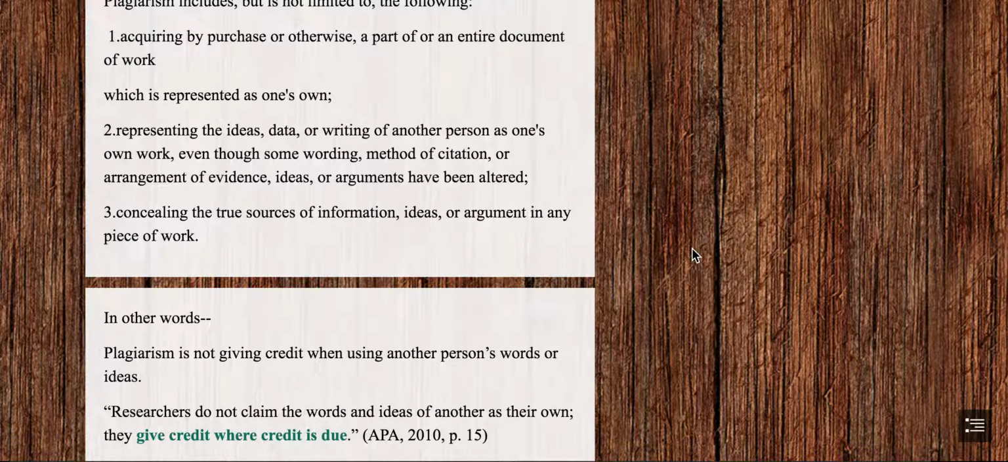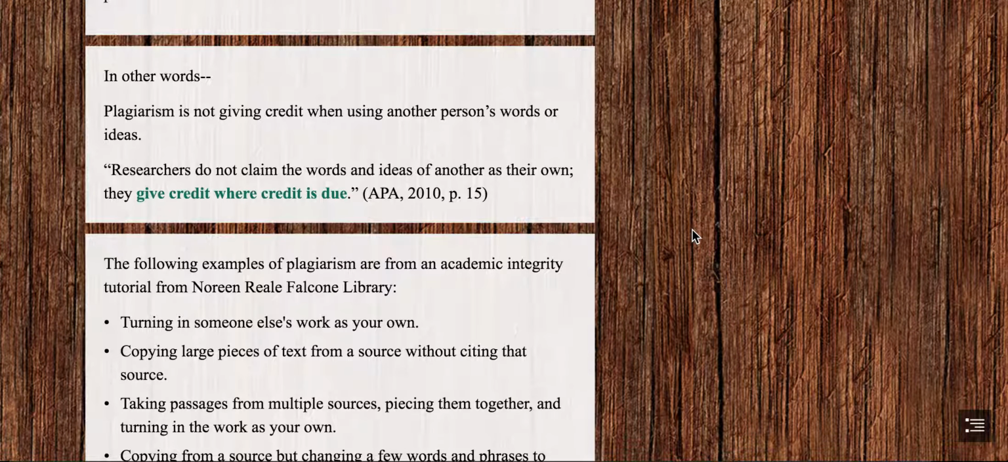Another is representing the ideas, data, or writing of another person as one's own work, even though some wording, method of citation, or arrangement of evidence, ideas, or arguments have been altered. 3. Concealing the true sources of information, ideas, or argument in any piece of work. In other words, plagiarism is not giving credit when using another person's words or ideas.